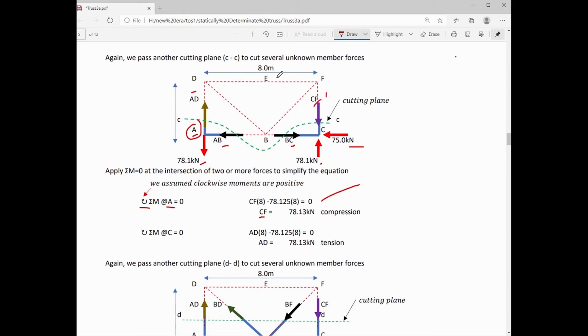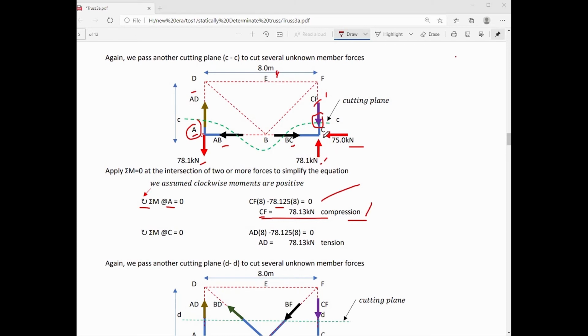We have CF multiplied by its moment arm, that is 8 meters, that is clockwise with respect to point A, and 78.1, that is the reaction at point C in vertical direction, multiplied by its moment arm, that is 8 meters, that is counterclockwise moment with respect to joint A. From that equation, we can solve for CF, and that is also equal to 78.13 kilonewton. Our assumption that CF is acting toward the free body diagram was correct. That is a compressive force. So I write here that is compression.